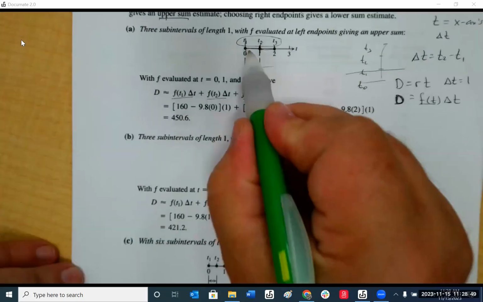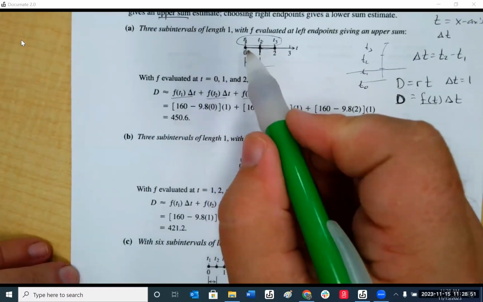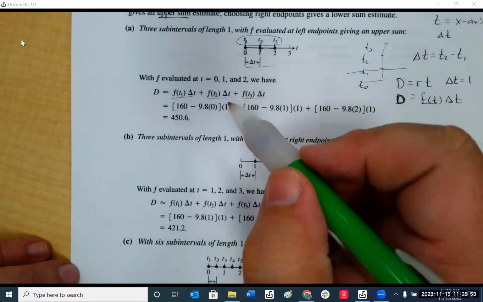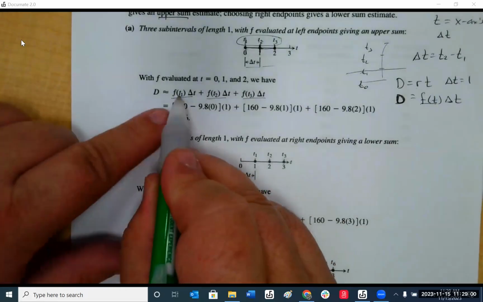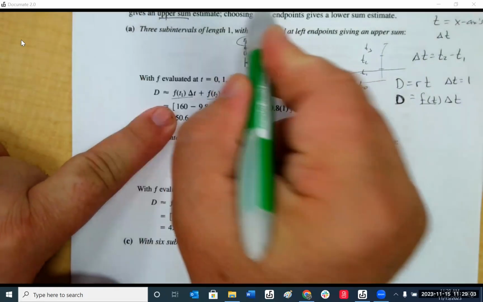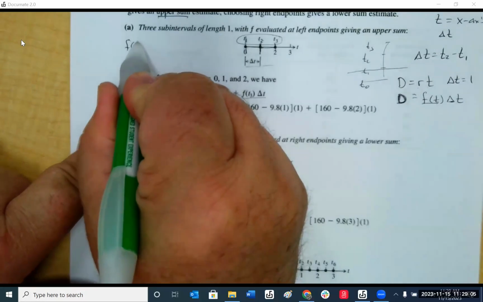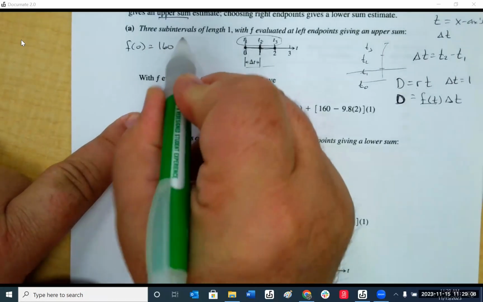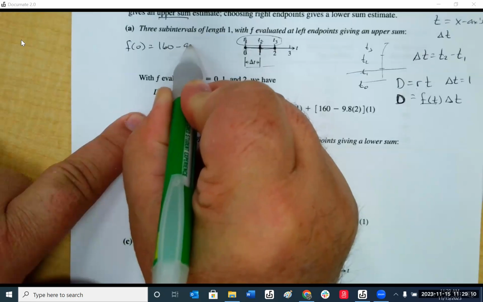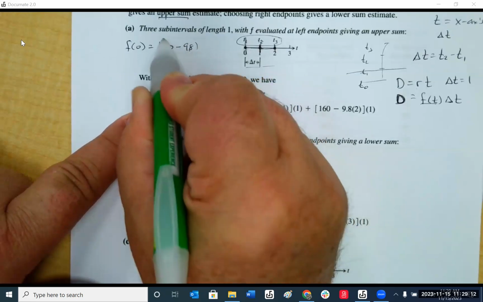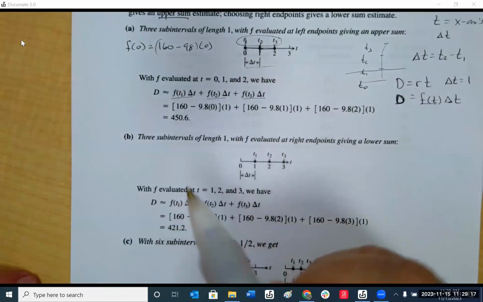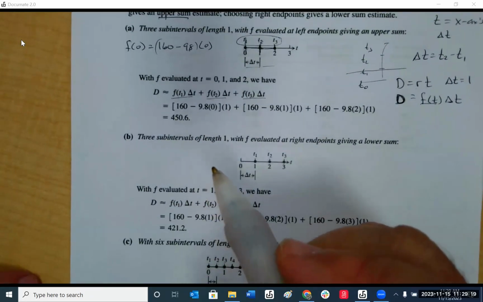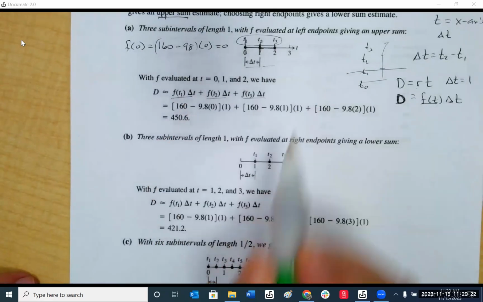So at time 0, what's our displacement? What's our distance? 0, because we're on the ground. That's what it says here. So the function at 0 is 160 minus 9.8 times 0, because that's our initial time. So this one at the initial value is 0.